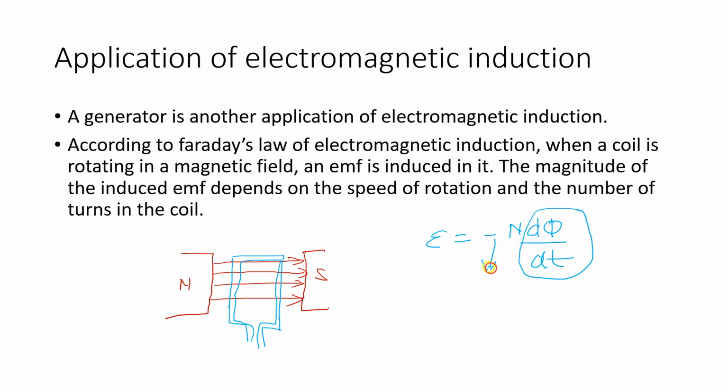Remember, the negative is just talking about Lenz's law. Please remember that. So you don't have to incorporate the negative when you're doing a calculation. But the most important thing is to remember that the negative is there for a reason, and it is just to show the direction of the induced current.